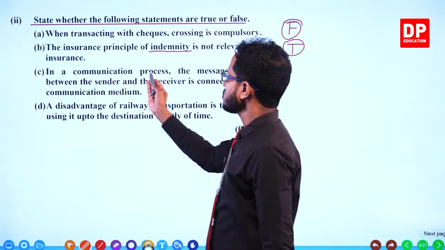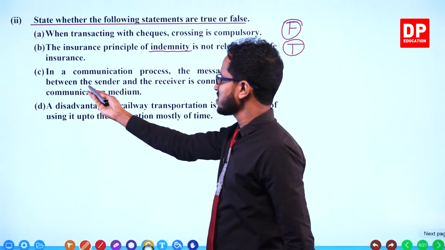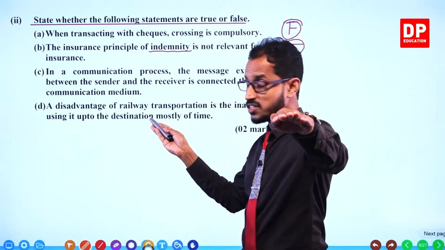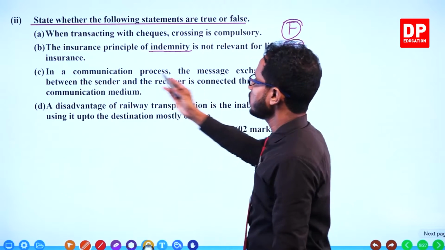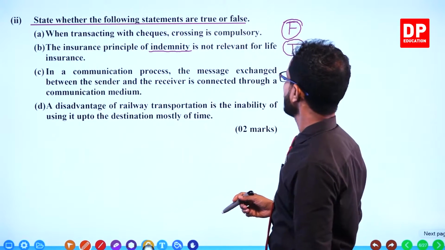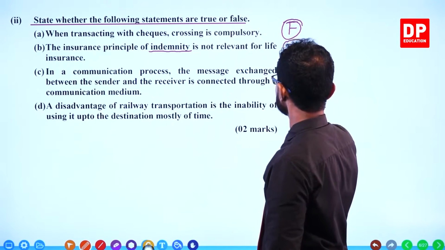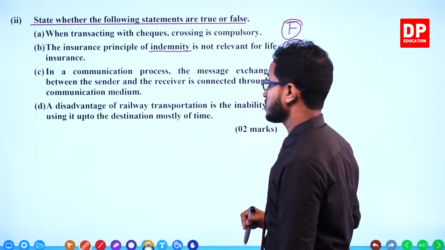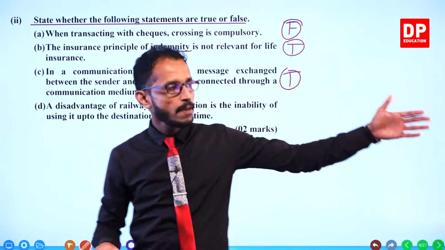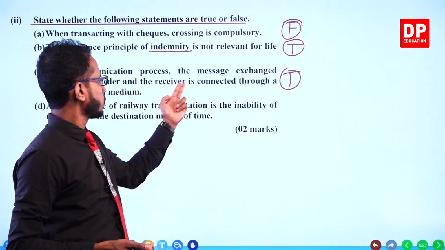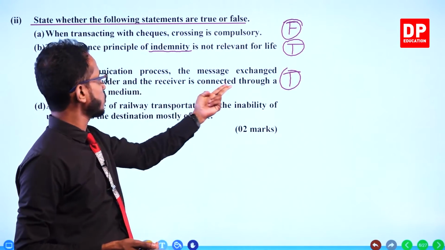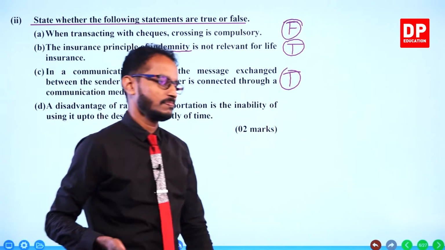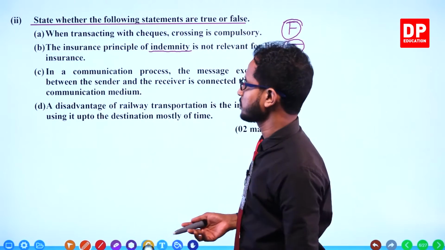So in a communication process, the message exchanged between the sender, I'm sending, and the receiver, you are the receiver, is connected through a communication medium. Of course, that's true. It's even better if they said the message exchanged is connected through 1 or more mediums.